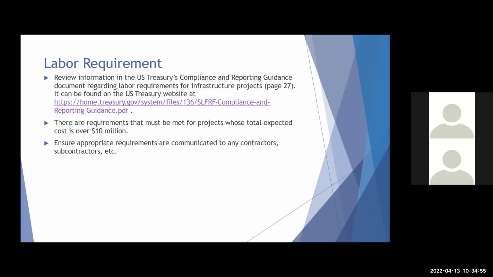There are requirements that have to be met for projects whose total expected cost is over $10 million. So your final cost estimates are going to be establishing whether or not you have to meet these requirements or not. That's what we're going to use. Make sure that any appropriate requirements are communicated to your contractors, subcontractors, etc.